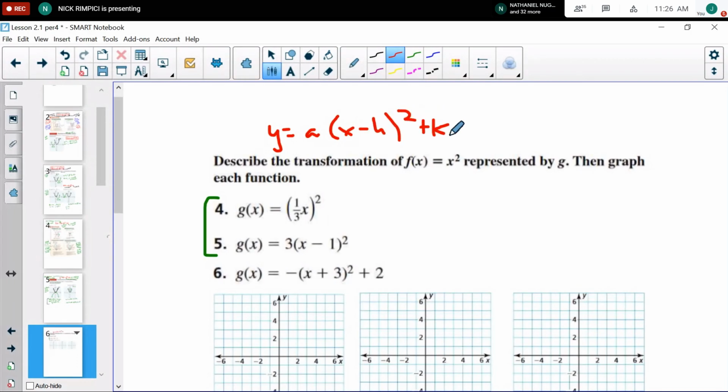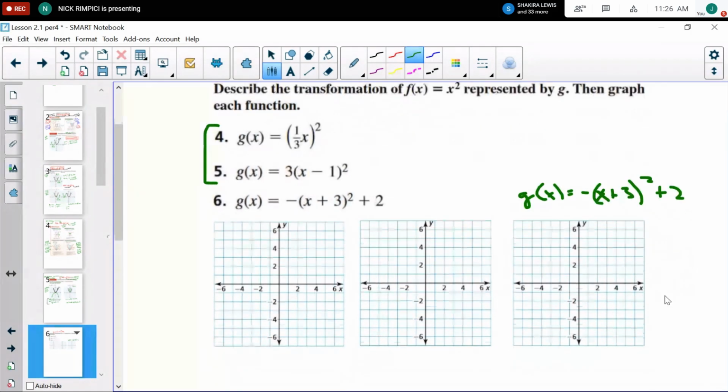I like having this. So there's the general, and I'm doing number 6 only because that's all I have time for. Number 6 says g of x equals negative (x plus 3) squared plus 2. I like this one because it involves a little bit of everything. It's the stuff that we did yesterday and a little bit of what we did today.